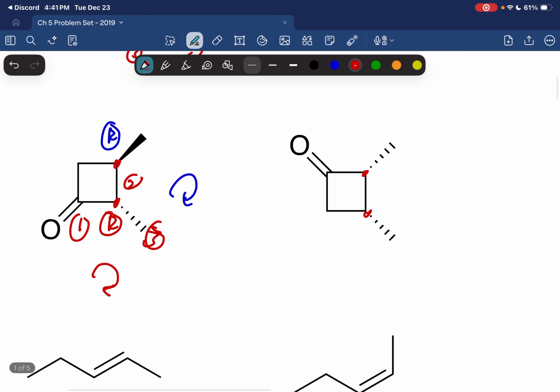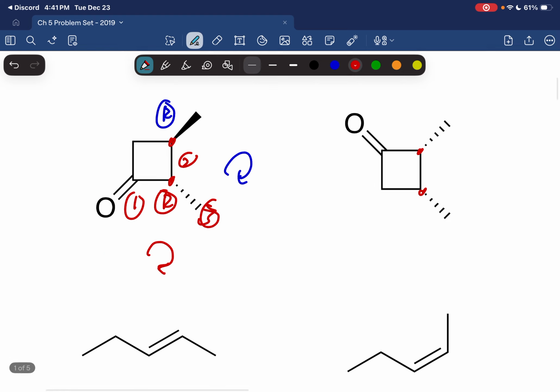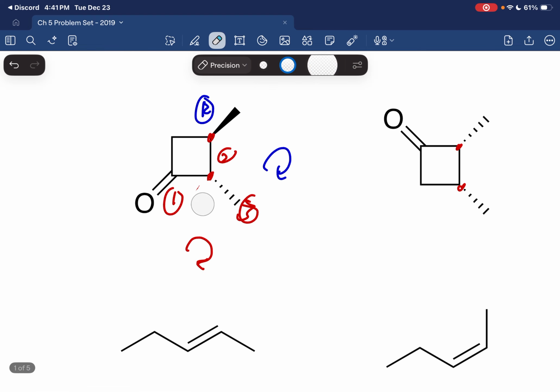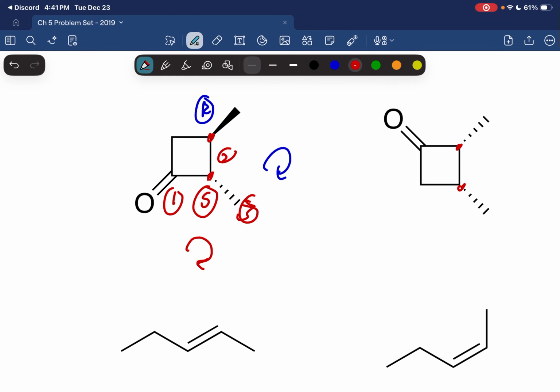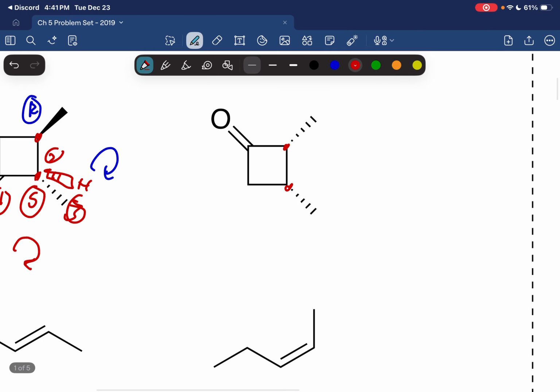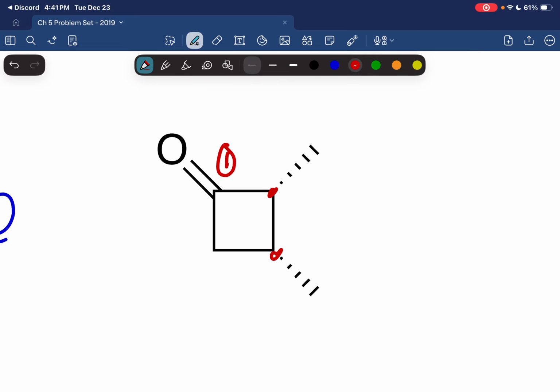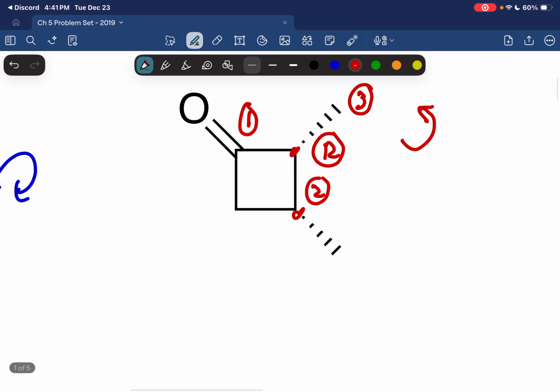And then if we move over here, this is actually not R, this is going to be S, because this is wedged, meaning that you have to have hydrogen dash, so this is actually S. Good thing I caught that. Okay, so we have 1 priority, 2 priority, 3 priority, boom. Counter, this is R because we do the opposite.